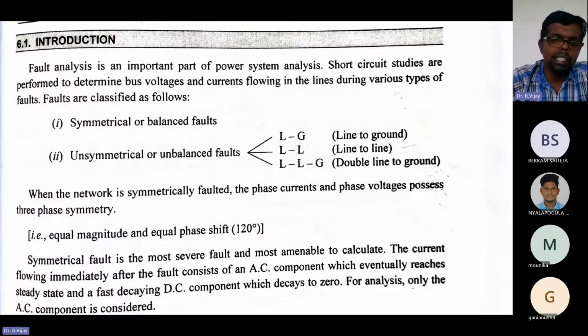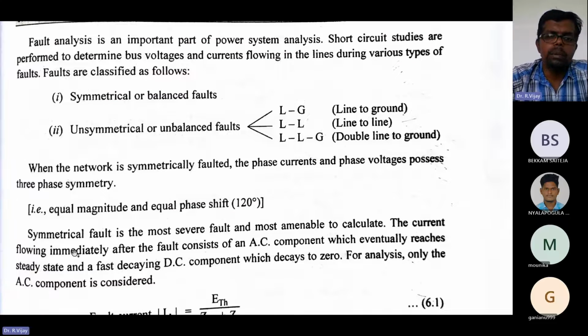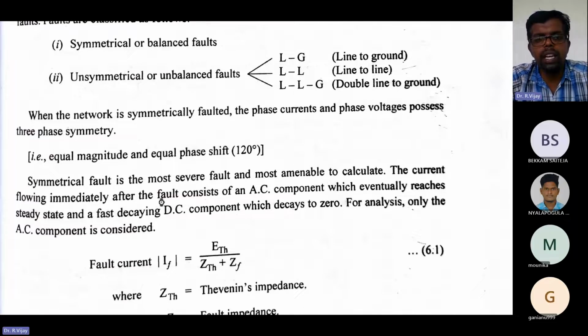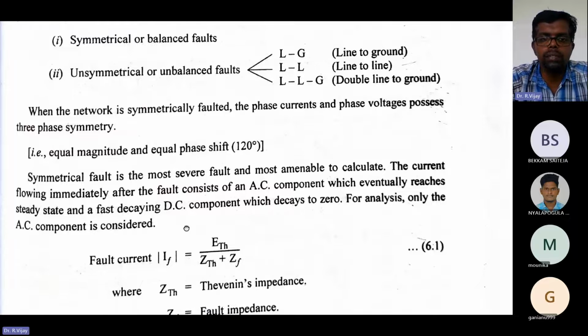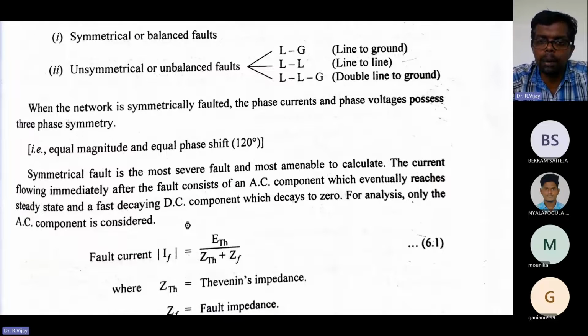Okay, so this might happen very few times. And this symmetrical fault is a more severe fault. The symmetrical fault is the most severe fault, and it is the most amenable to calculation. Okay, it is not easy to calculate this symmetrical fault.